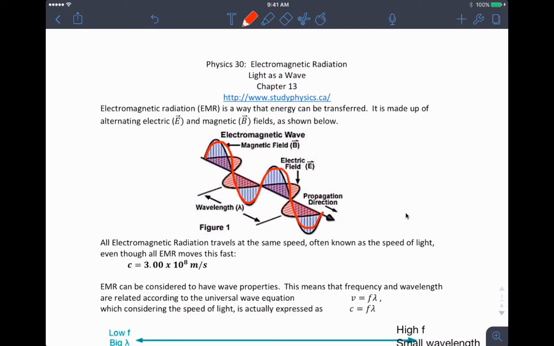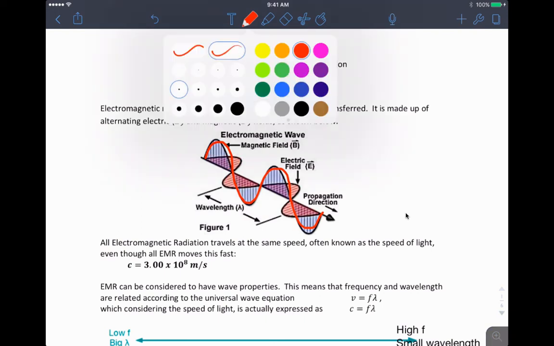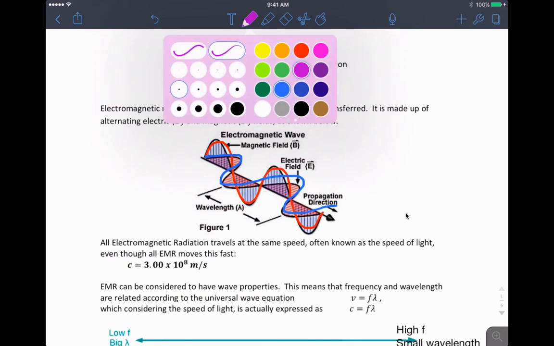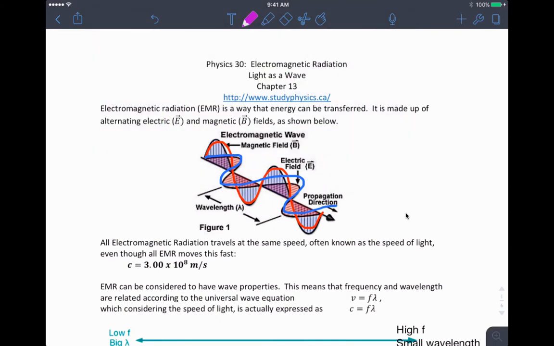The B field will be going in and out of the page like this. So those are going to be at 90 degrees to each other. And what's interesting, you'll see this later in terms of understanding electromagnetic radiation, is that both of those are perpendicular to the direction of the wave. The wave's actually going that way.